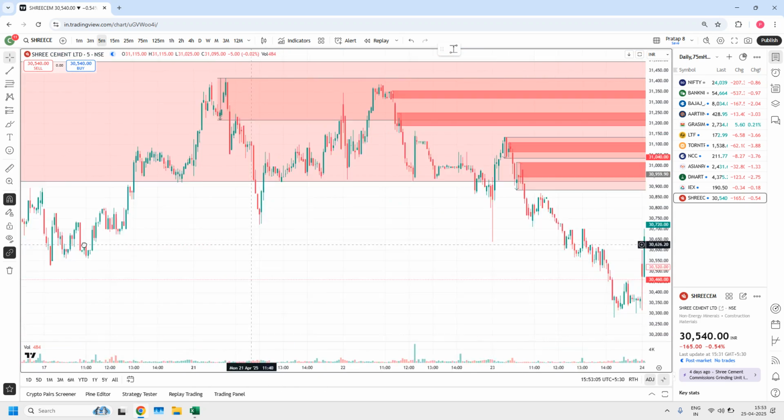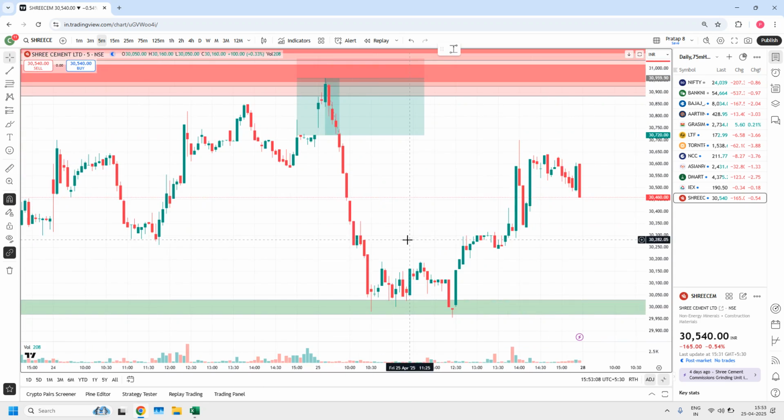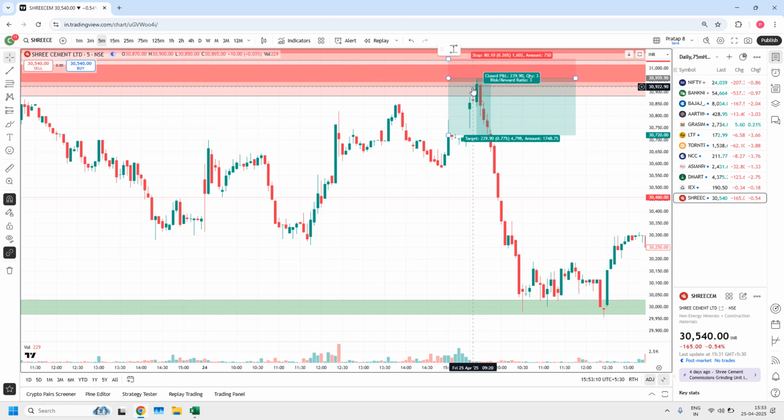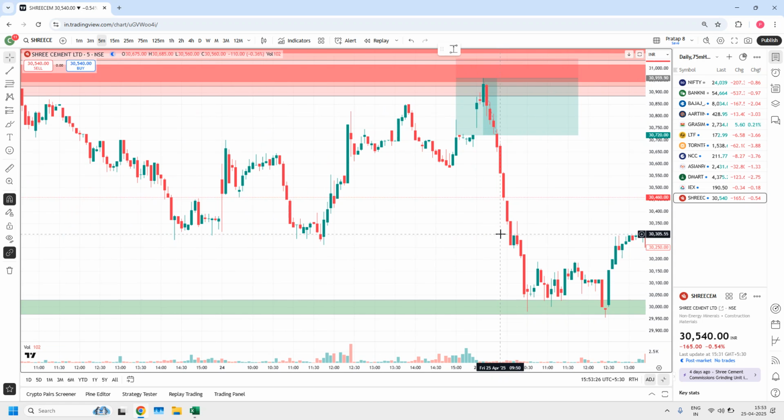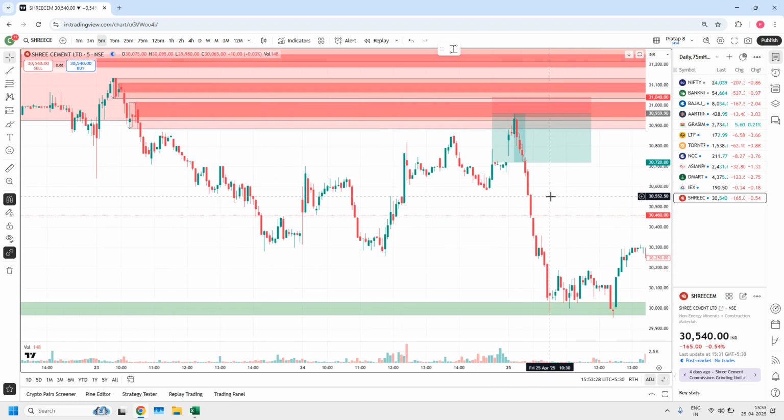And let's check what happened today. Today prices entered this zone and sharply moved down, and see how quickly it has given a profit. When you would have got the trade at the 9:25 candle, it reached the target at the 10:30 candle, almost 1 hour. It gave you huge profit.